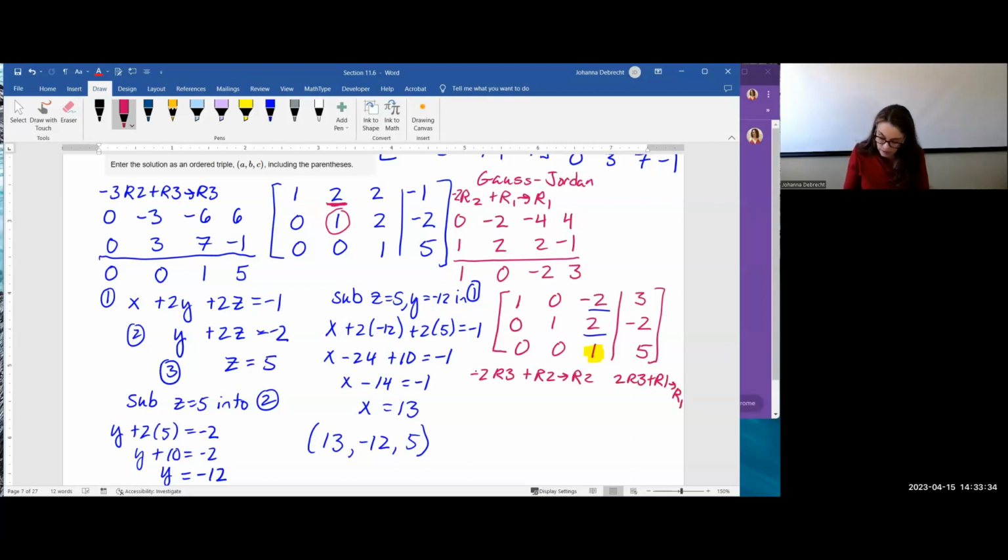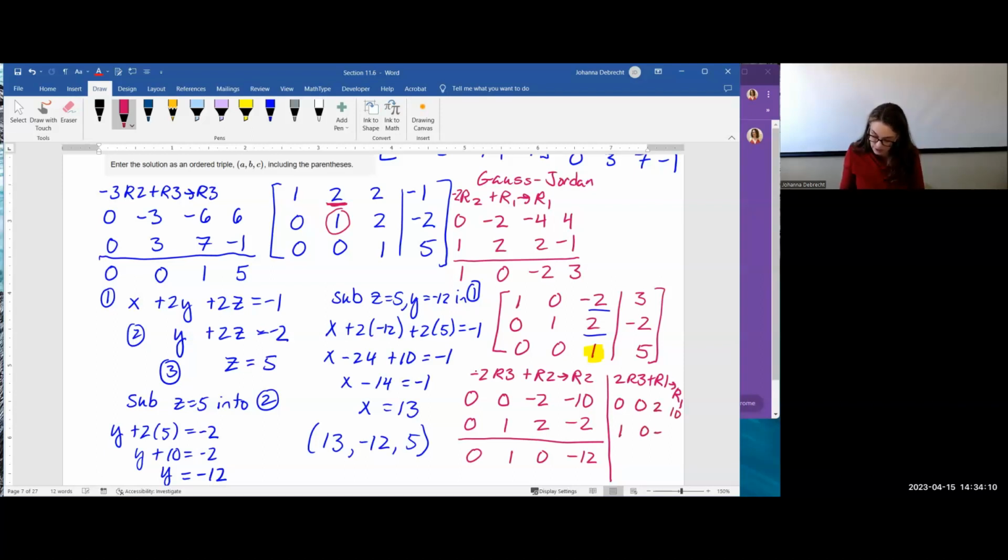Okay, so each one in turn, -2 times row 3 is going to be 0, 0, -2, -10. Plus row 2 is going to be 0, 1, 2, -2. So my new row 2 is 0, 1, 0, -12. Then I'm going to have 2 times row 3 plus row 1 back into row 1. So 2 times row 3 would be, and I need some space here, 0, 0, 2, 10. And my row 1 is 1, 0, -2, 3. And this will give me 1, 0, 0, 13.